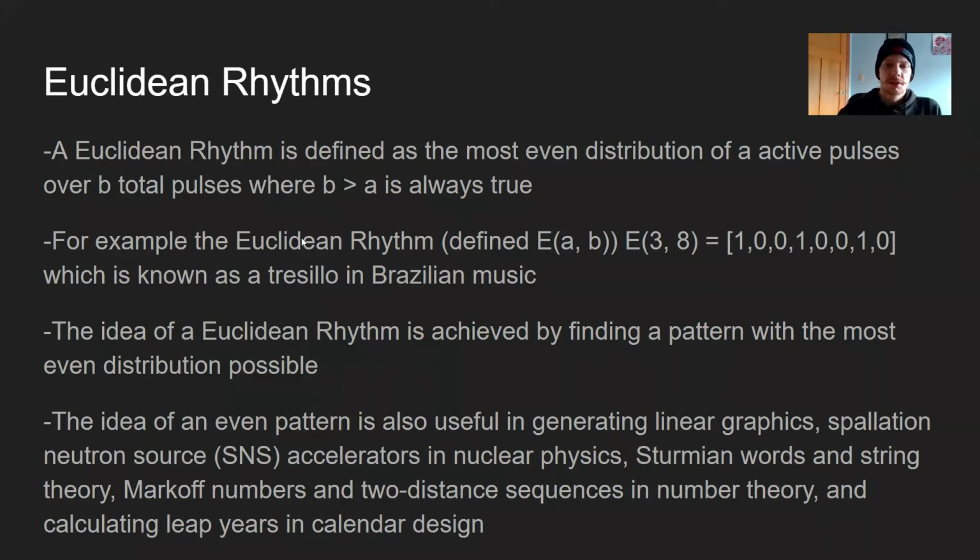For example, the Euclidean rhythm E(3,8) is defined right here. This is the most even distribution of those 3 active pulses over the 8 total pulses. And this particular Euclidean rhythm is known in Brazilian music as a tresillo. It's really an interesting paper by Gottfried Toussaint. He goes through and defines all different classes of Euclidean rhythms.